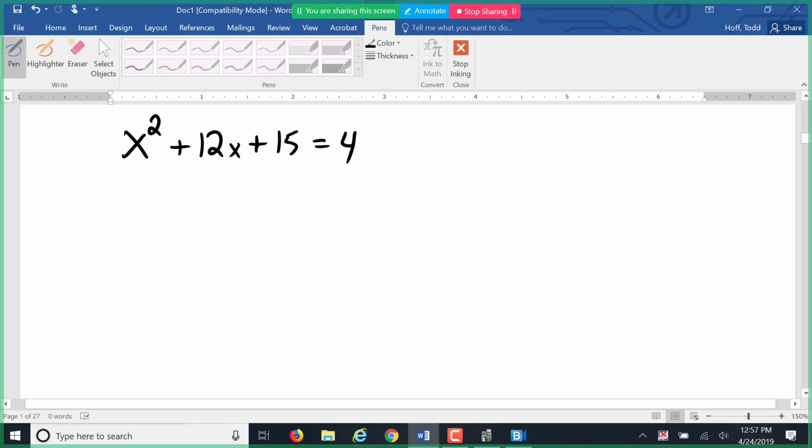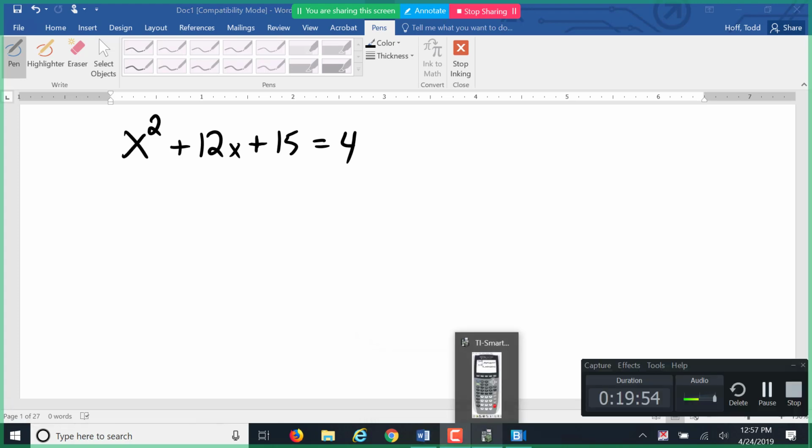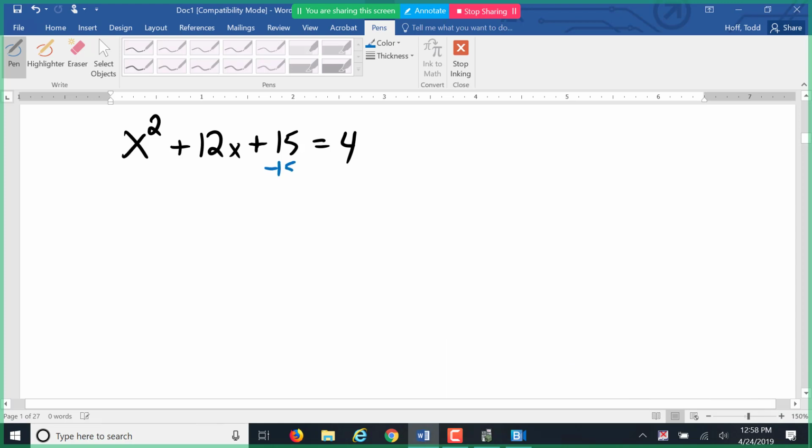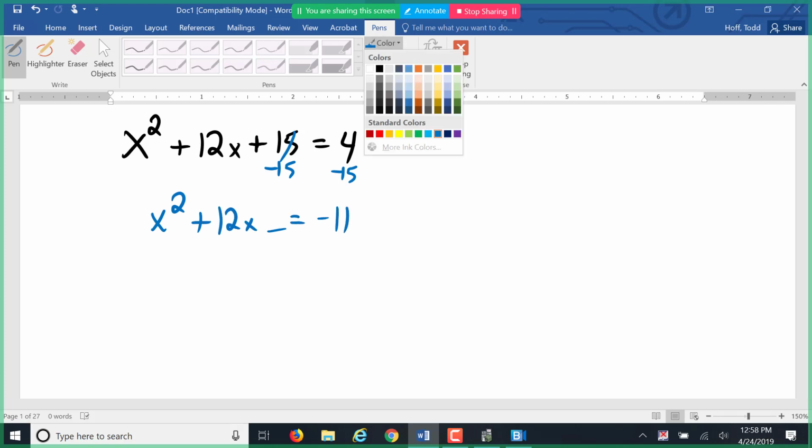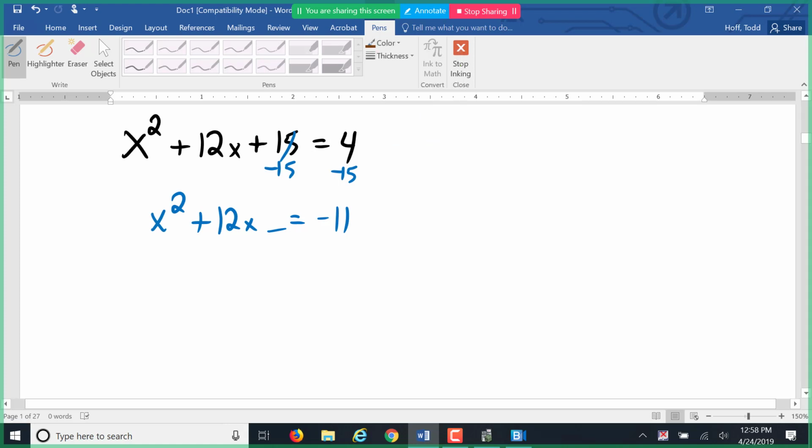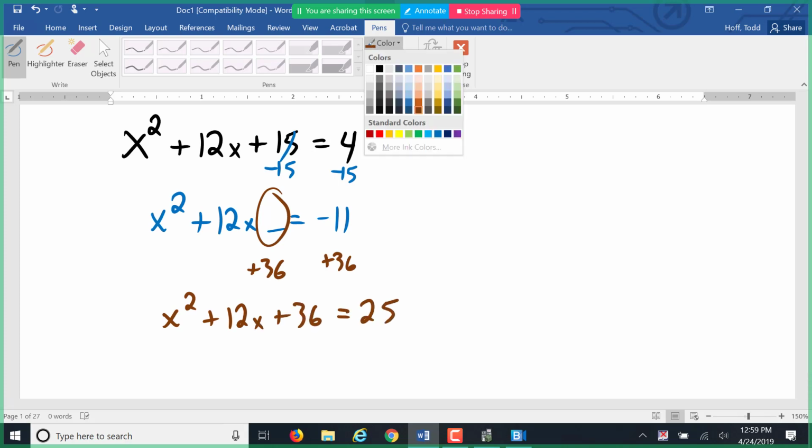x squared plus 12x plus 15 equals 4. I'll give you a minute or two to work through that, and then we'll go over. So subtract the 15. x squared plus 12x equals negative 11. What do we need this to be here? 36. So we add 36: x squared plus 12x plus 36 equals 25.